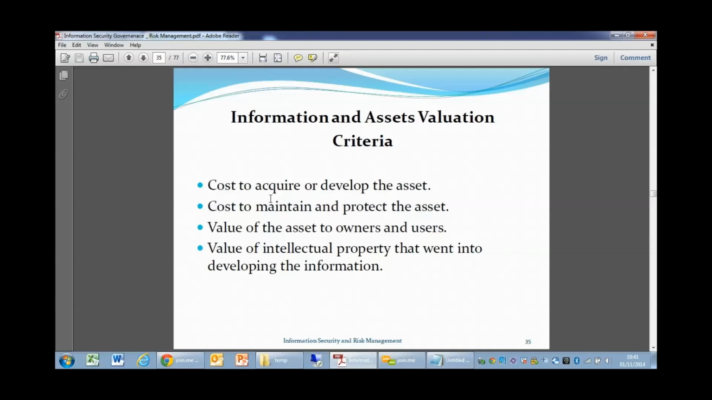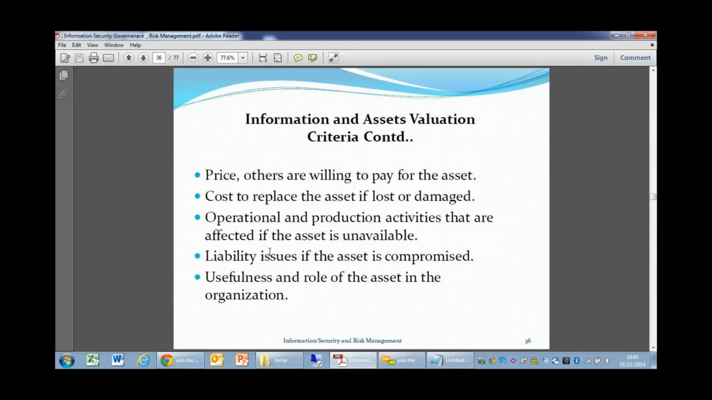This is again an important concept. These are some of the bullets here: cost to acquire or develop the asset, maintain and protect the asset, value of the asset to owners and users, value of the intellectual property that went into developing the information, price others are willing to pay for the asset, cost to replace if the asset is lost or damaged, operational and production activities that are affected if the asset is unavailable, and so on. You may not get any questions on this, but you should understand what to consider when valuing your asset.